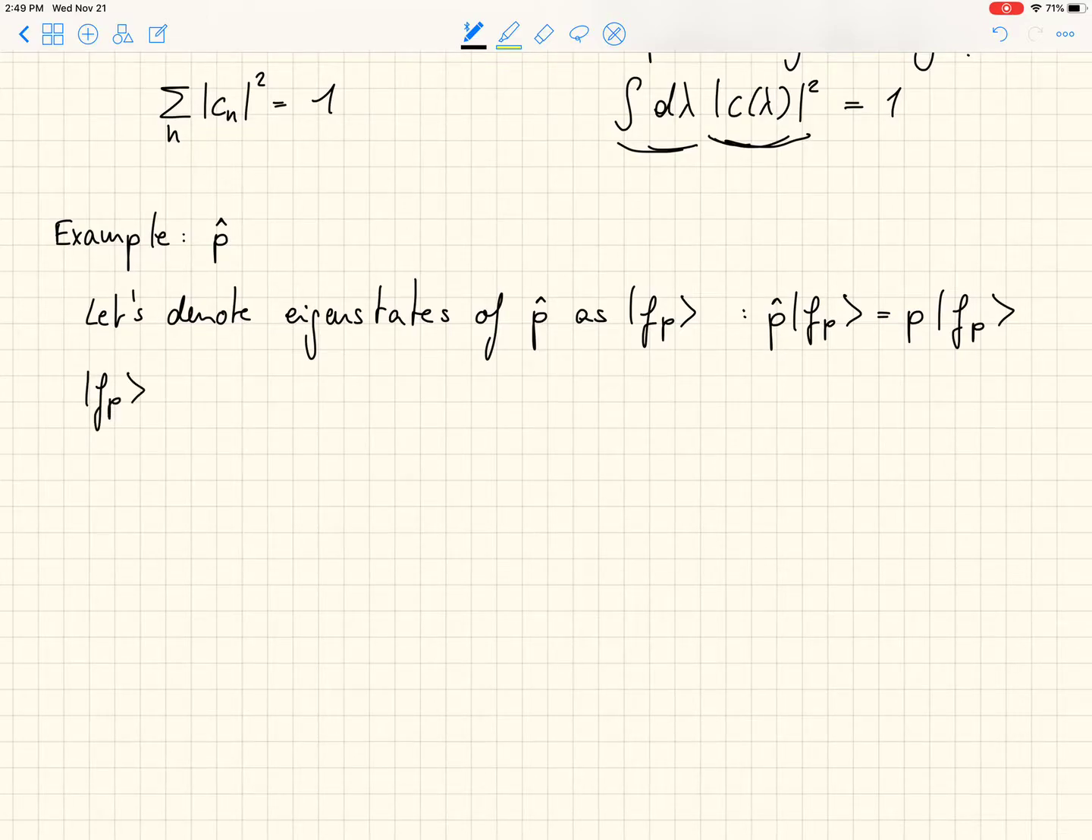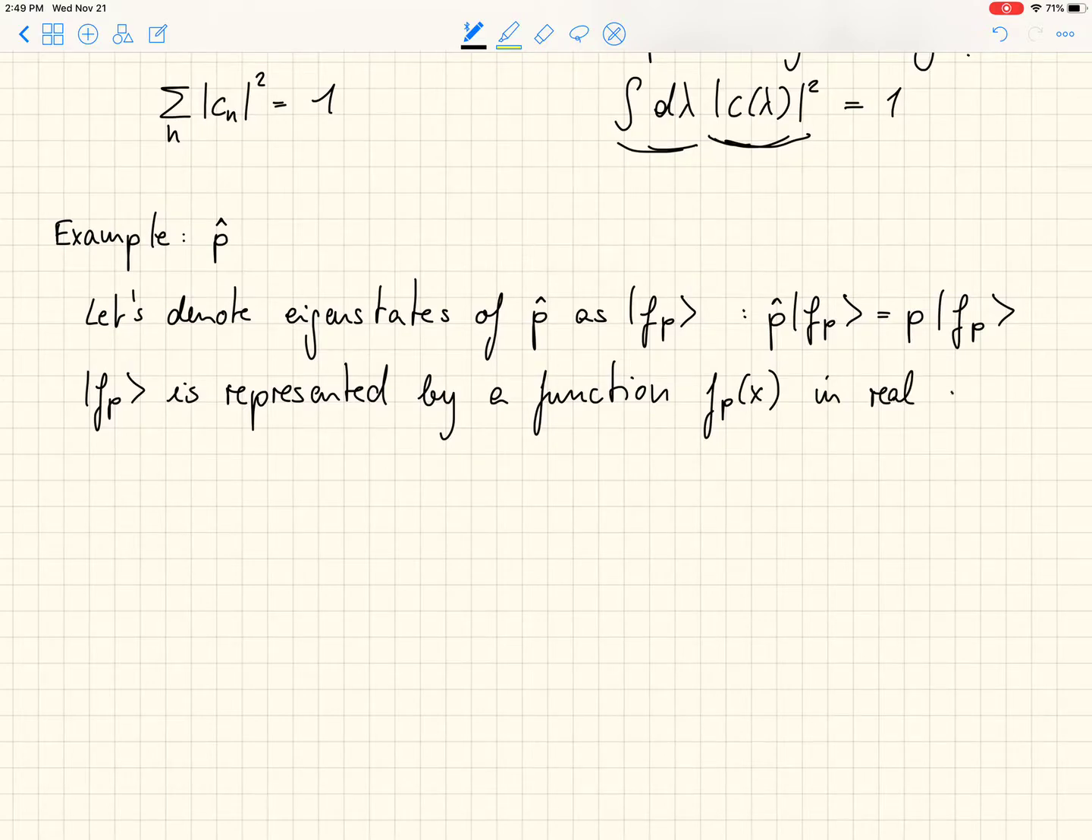Now, Fp is going to be represented in real space, Fp of x in real space. So there's some real space wave function associated with that. And the question is, what is Fp of x actually?